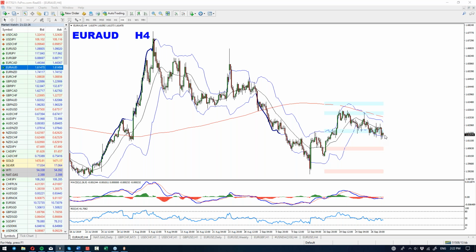So the euro versus the Australian, expectations are to the downside. Sell the rallies will be the plan. The current invalidation would be this falling trend line and the level of 61.8. If we suddenly go above that, it would invalidate the bearish plan.